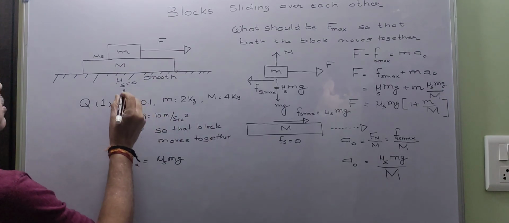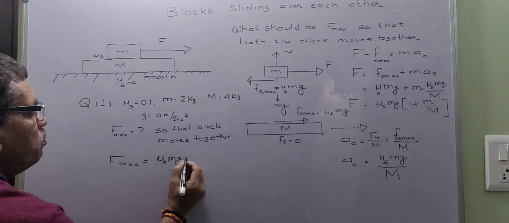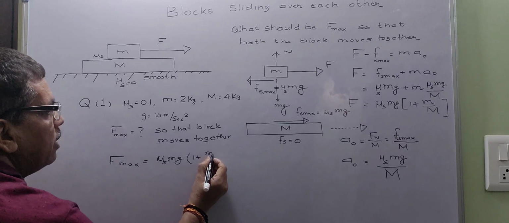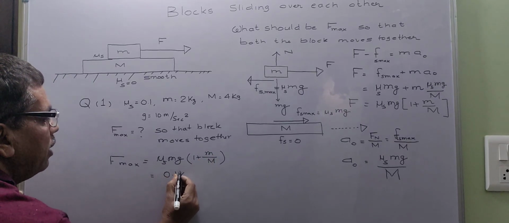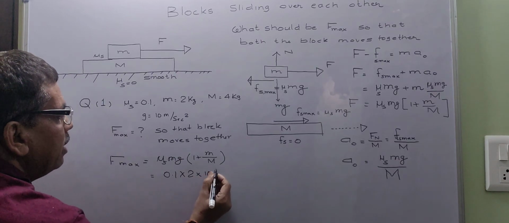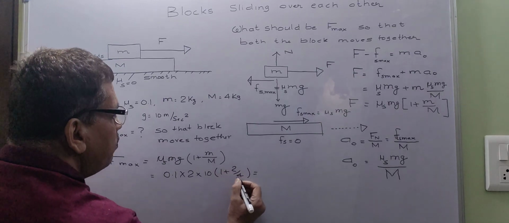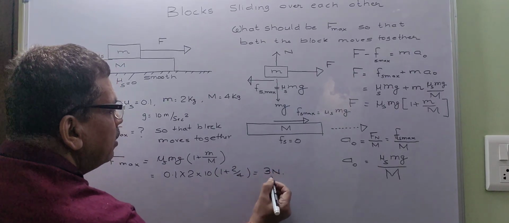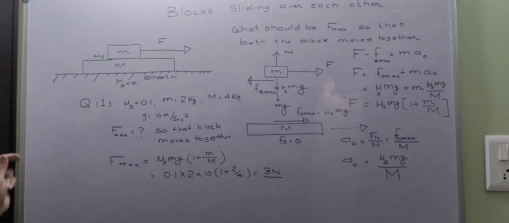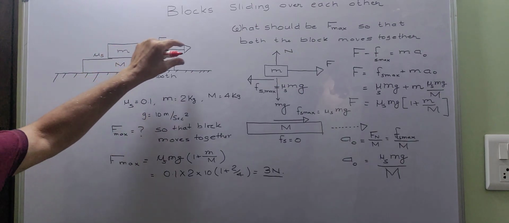I can say the lower surface is smooth, having μ = 0. On the smooth surface it is moved. So the maximum force is μs m g times (1 + M/m)... this value can be written as μs is 0.1, m is 2, g is 10, times (1 + 4/2), which is 1.5 into 2, that is 3 Newton. Now this is the maximum value of force acting on the upper block to keep these two blocks together.